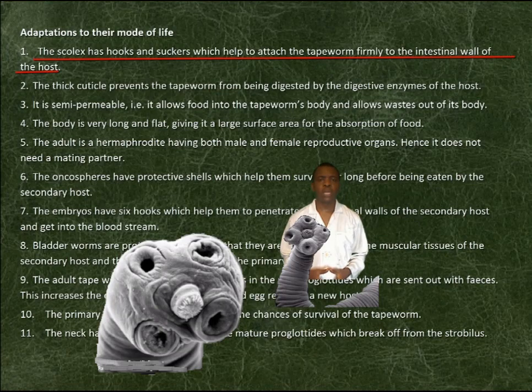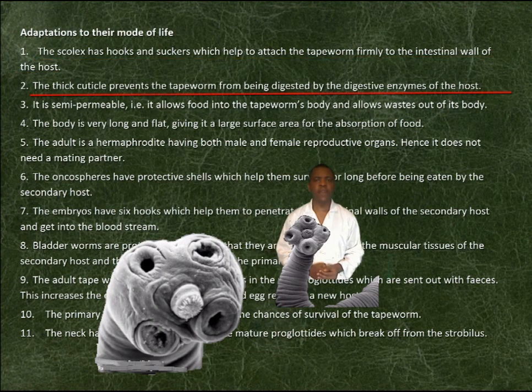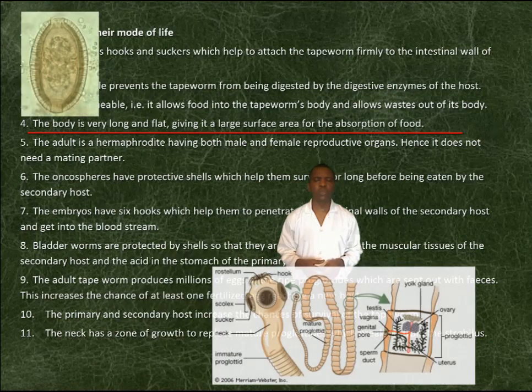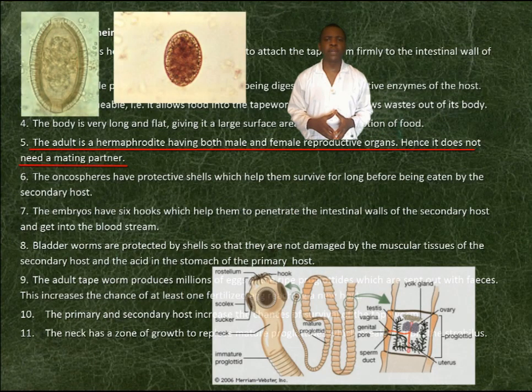Adaptations to their mode of life. The scolex has hooks and suckers which help to attach the tapeworm firmly to the intestinal wall of the host. The thick cuticle prevents the tapeworm from being digested by the digestive enzymes of the host. It is semi-permeable, that is, it allows food into the tapeworm's body and allows waste out of its body. The body is very long and flat, giving it a large surface area for the absorption of food. The adult is a hermaphrodite having both male and female reproductive organs. Hence, it does not need a mating partner.